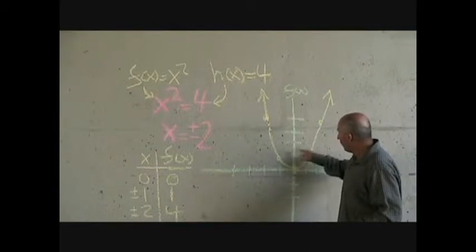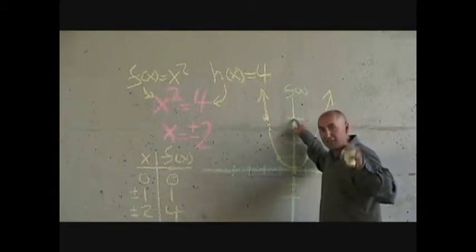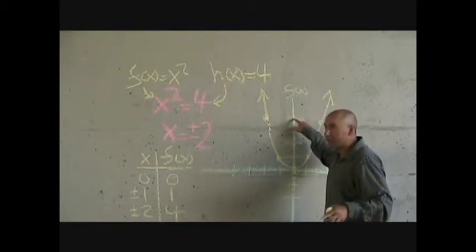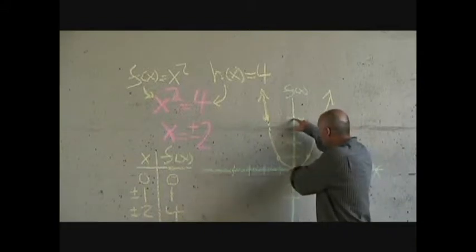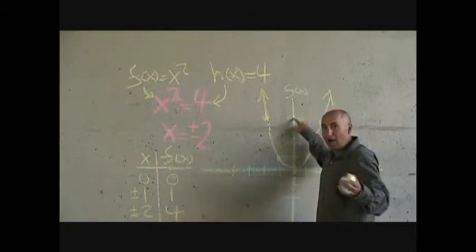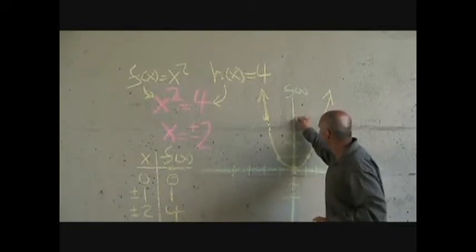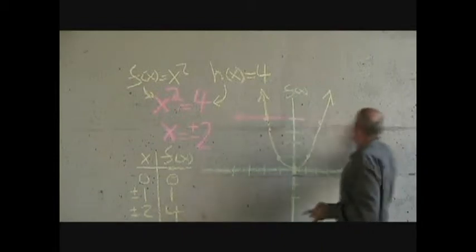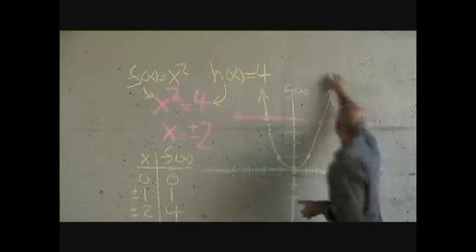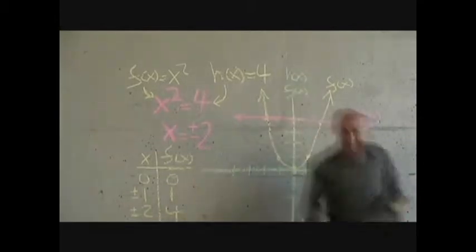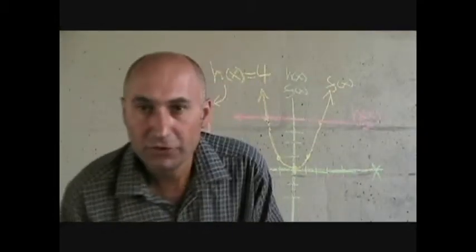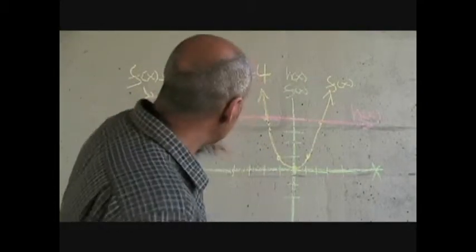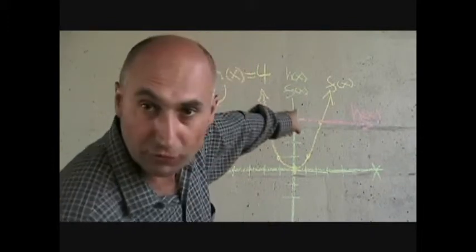So y is 4, 1, 2, 3, 4. It's not just a dot, because if it was just a dot, that would mean at x equals 0, y is 4. It's y equals 4 everywhere, so it becomes this. So what we have right now, we just graphed h of x is equal to 4, right?